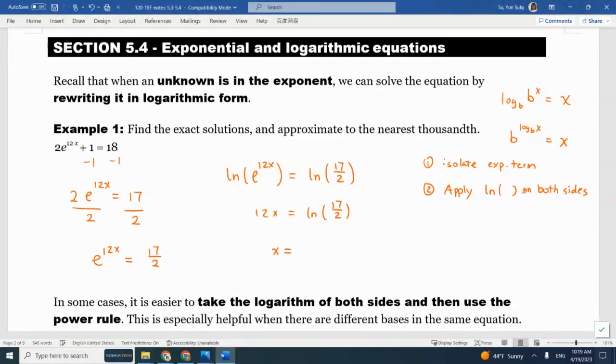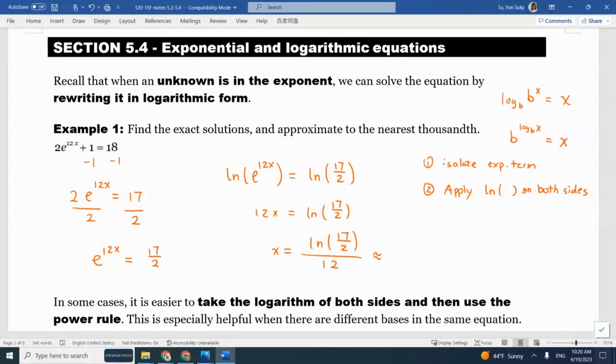What is x? So how do you solve for x? Subtract the 12? Or this is multiplication. So what do we do? Divide it, yeah. So ln of 17 over 2 divided by 12.